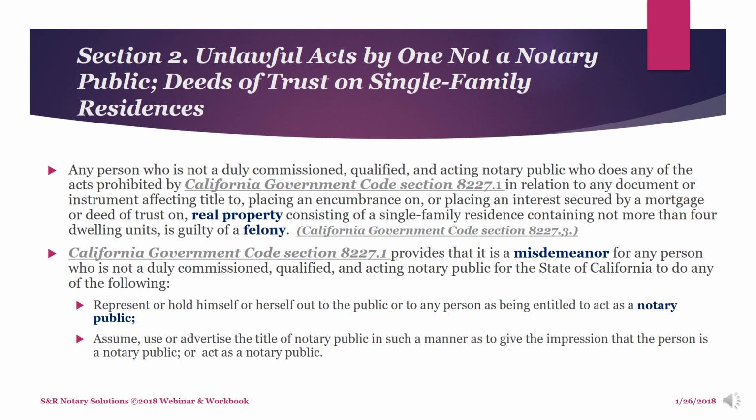California Government Code Section 8227 provides that it is a misdemeanor for any person who is not a duly commissioned, qualified, and acting notary public for the state of California to do any of the following: represent or hold himself or herself out to the public or to any person as being entitled to act as a notary public, assume, use, or advertise the title of notary public in such a manner as to give the impression that the person is a notary public, or act as a notary public.